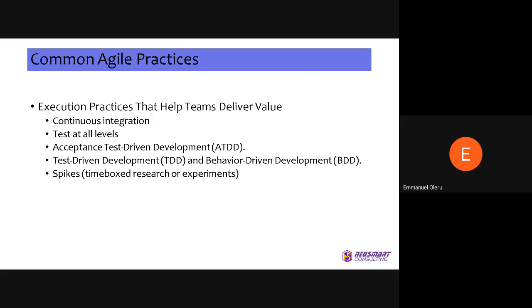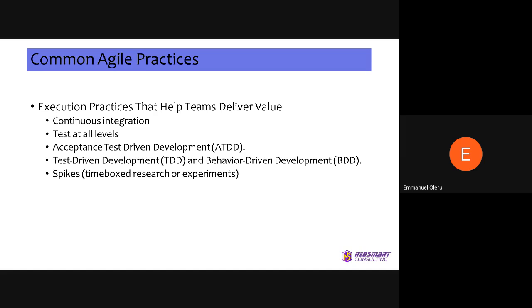Then we have execution practices that help the team to deliver. One of them is continuous integration. Continuous integration talks about bringing things together in a continuous manner: everybody, different developers, front end, back end, and all. We bring everything together so that we have something we can use at every point in time. Test at all levels. You're testing even while you're writing requirements, and even when you're coding, you're checking, and all that.